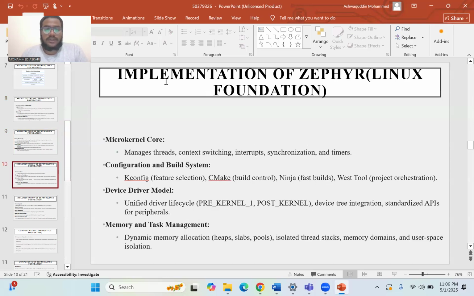We're now moving to the implementation of Zephyr, which includes the microkernel core that manages threads, context switching, interrupts, synchronization, and timers. Configuration and building the system: Kconfig includes feature selection, CMake includes build control, Ninja for fast builds, and the west tool for project orchestration. Device driver model, a unified driver lifecycle, device tree integration, standardized APIs for peripherals. The next one would be memory and task management. It includes dynamic memory allocation such as heaps, slabs, pools, isolated thread stacks, memory domains, and user space isolation.